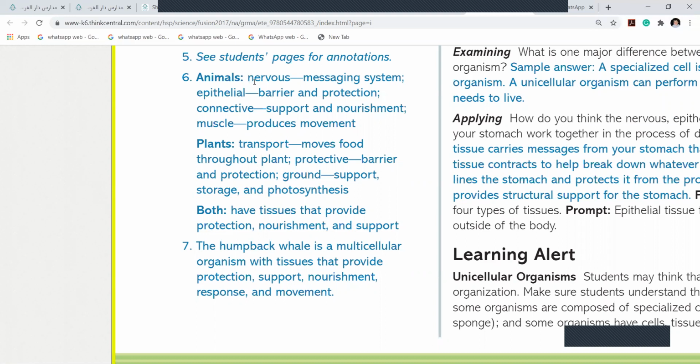In animal, you'll write nervous. What does nervous mean? Messaging system. Epithelial tissue, barrier and protection. Connective tissue, support and nourishment. Muscle, it produces movement. Next, about plants, you will write transport, protective, and ground. Both you will write this.